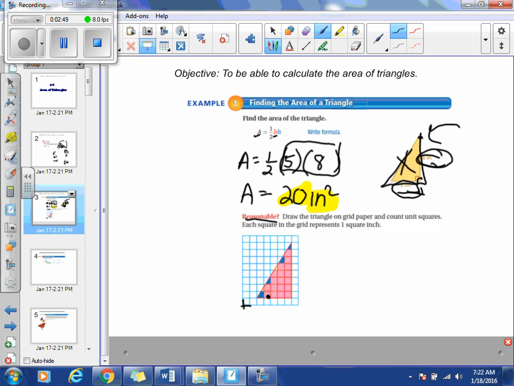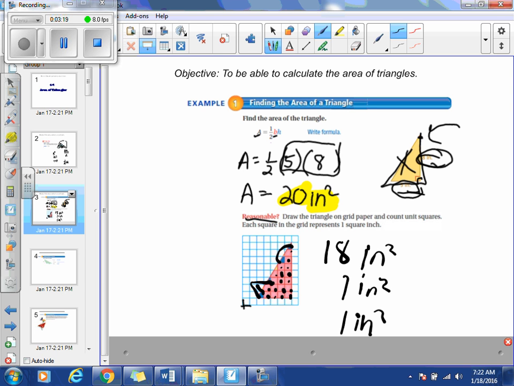So if we count the pink ones, 1, 2, 3, 4, 5, 6, 7, 8, 9, 10, 11, 12, 13, 14, 15, 16, 17, 18. So the pink ones are ones that are almost full squares. So we have 18 square inches that are full, but then we have some halves. So we could say, maybe these two halves go together to form another 1-inch square. And maybe these two halves go together to form another 1-inch square.